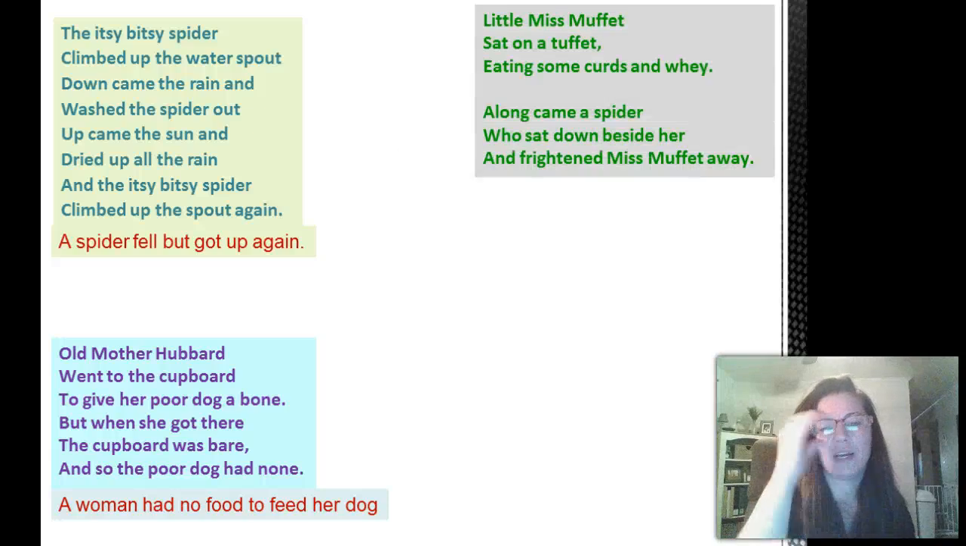Our next one and final one. Little Miss Muffet sat on a tuffet eating some curds and whey. Along came a spider who sat down beside her and frightened Miss Muffet away.